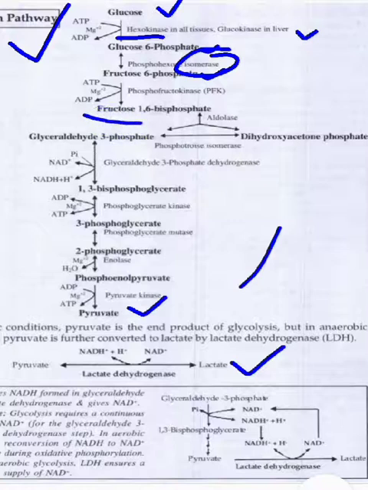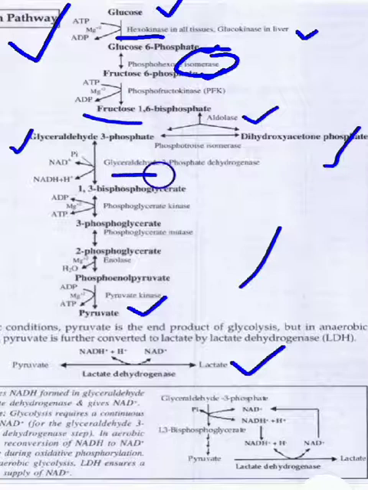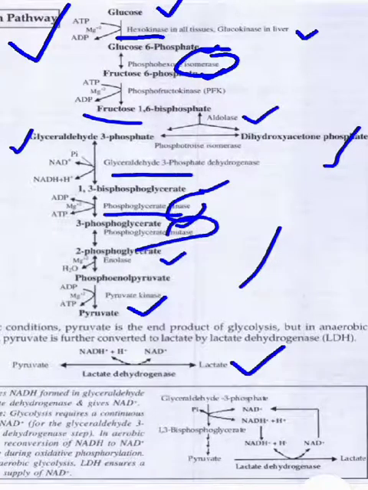Now fructose 1,6-bisphosphate gives two products: one is glyceraldehyde 3-phosphate and the other is dihydroxyacetone phosphate, in the presence of aldolase enzyme. This is an equilibrium step. Glyceraldehyde 3-phosphate gives 1,3-bisphosphoglycerate in the presence of glyceraldehyde 3-phosphate dehydrogenase. This 1,3-bisphosphoglycerate gives 3-phosphoglycerate in the presence of phosphoglycerate kinase. Kinase is nothing but it gives one phosphate. This 3-phosphoglycerate forms 2-phosphoglycerate in the presence of mutase enzyme, and 2-phosphoglycerate gives phosphoenolpyruvate.